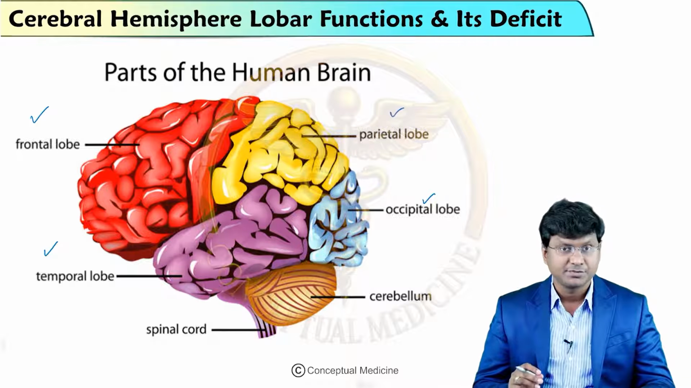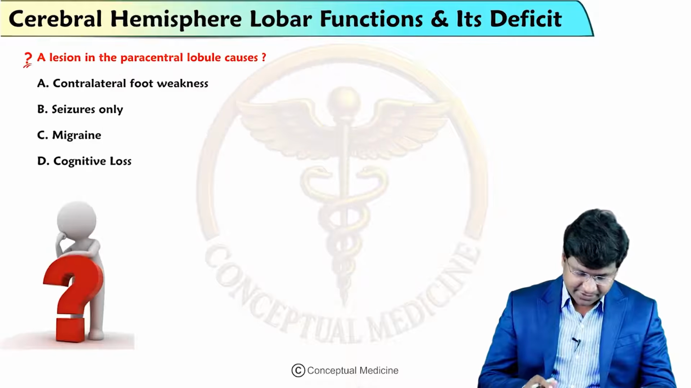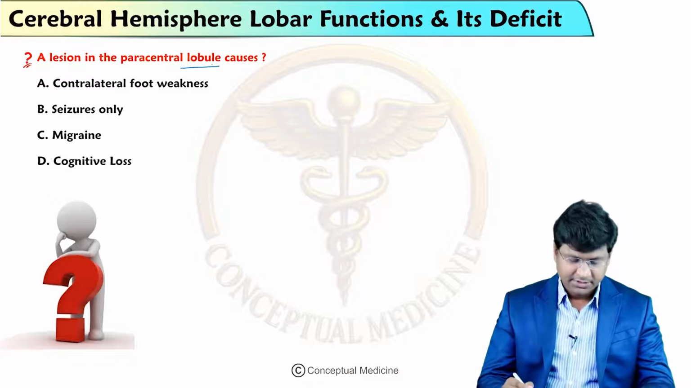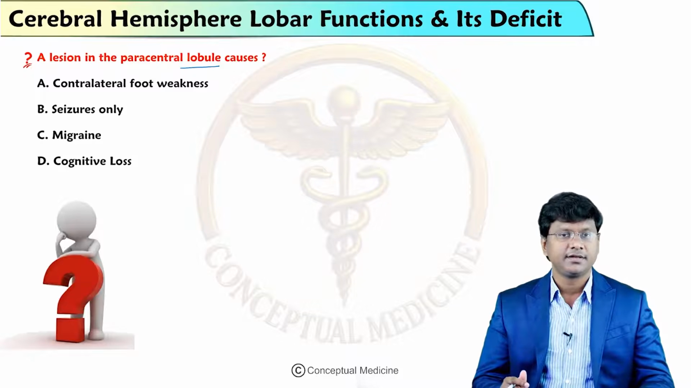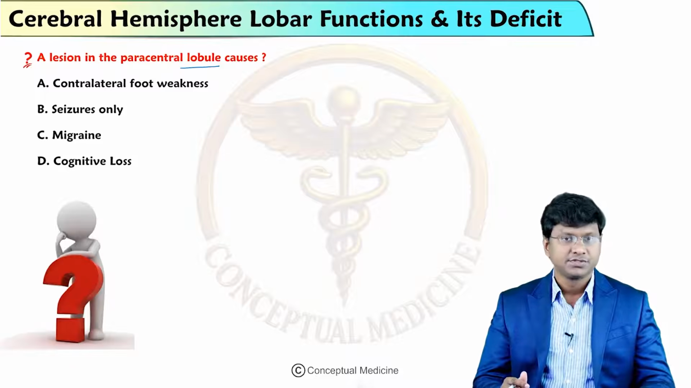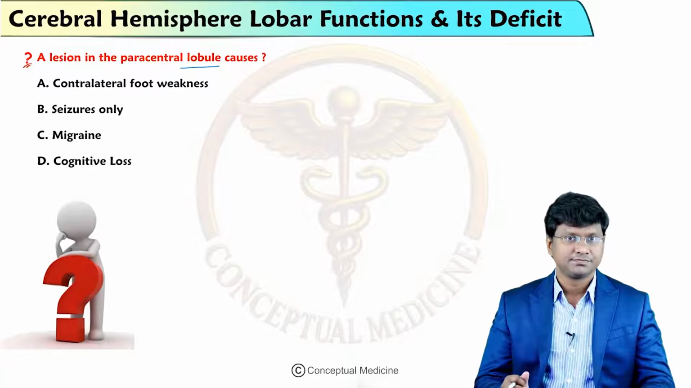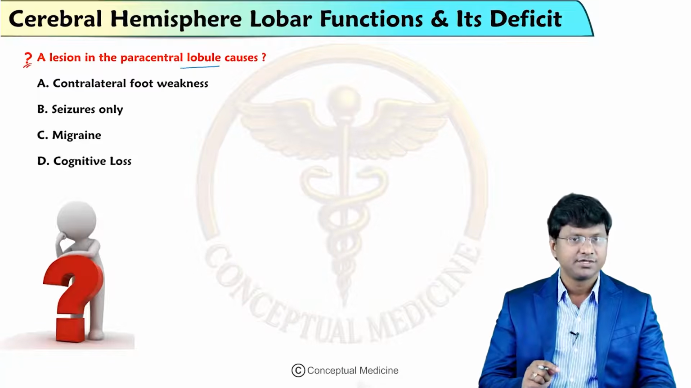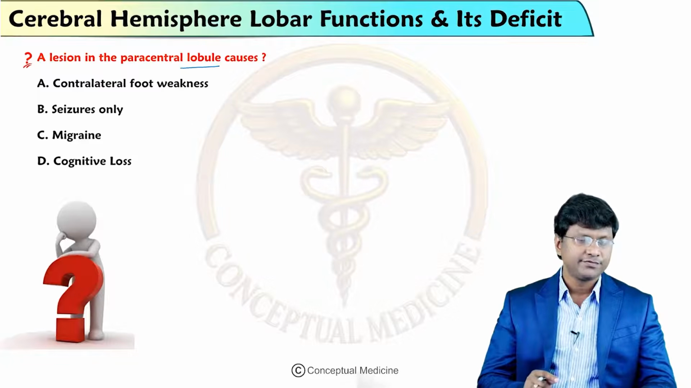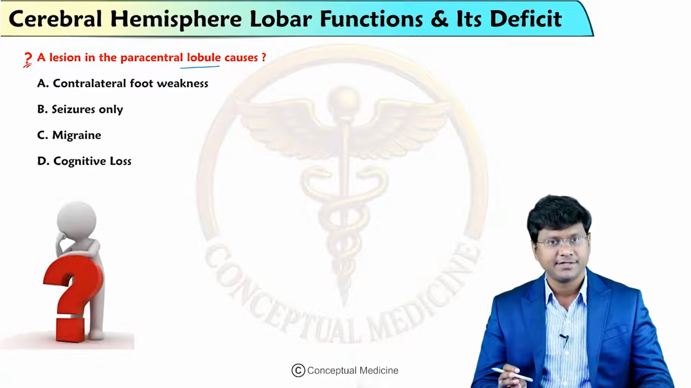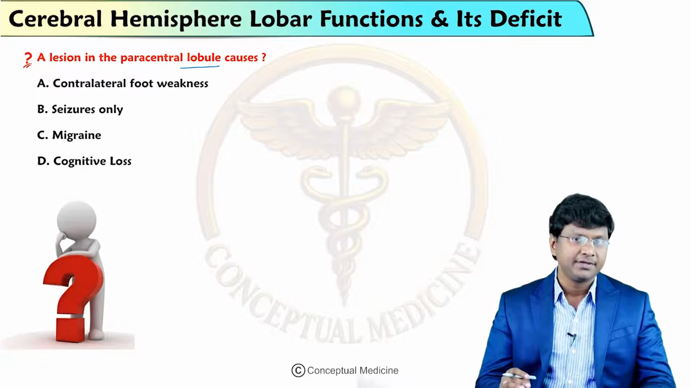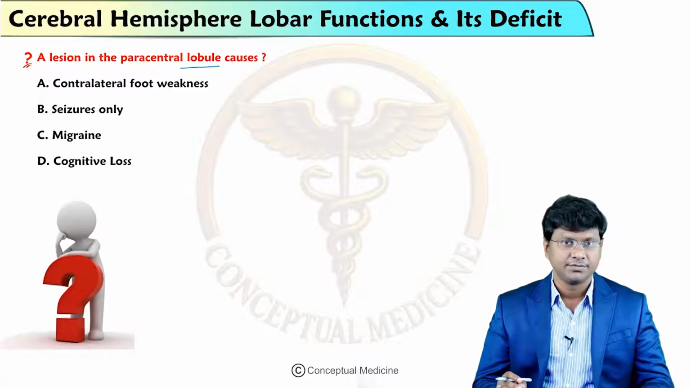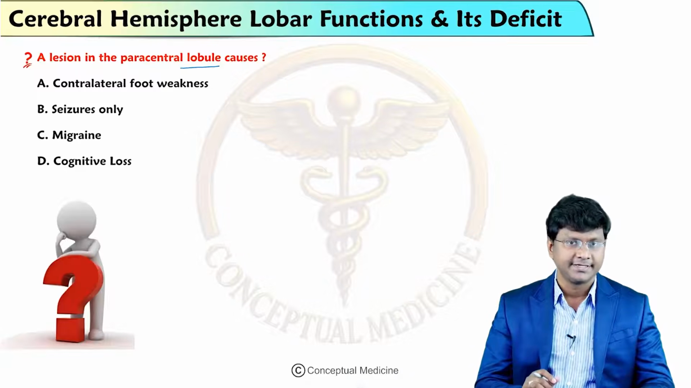And how will the questions be asked on this? Let me give you a sample question. A lesion in the paracentral lobule causes contralateral foot weakness, seizures only, migraine, cognitive loss. So a lesion in the paracentral lobule, what will be the feature? First of all, you need to know where the paracentral lobule is, what its function is, and what will happen if there is a lesion within it. All that you have to understand.